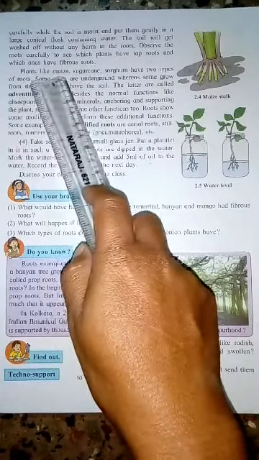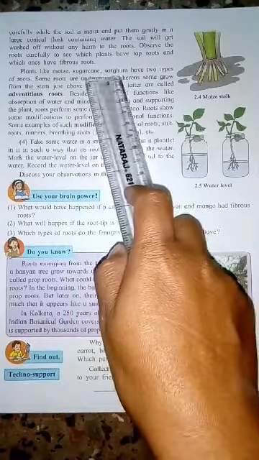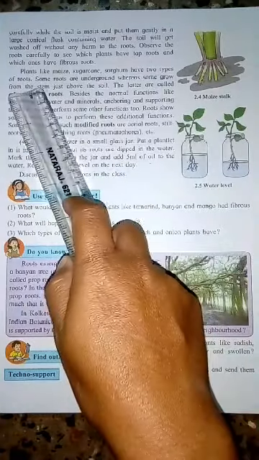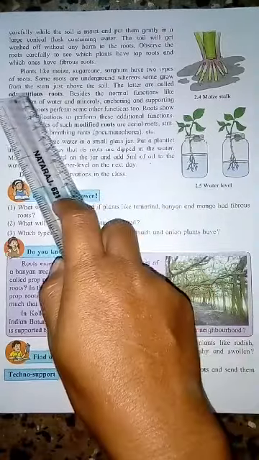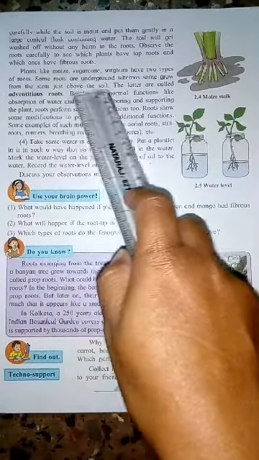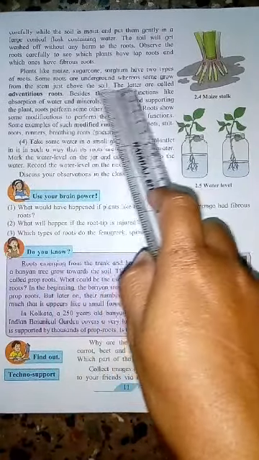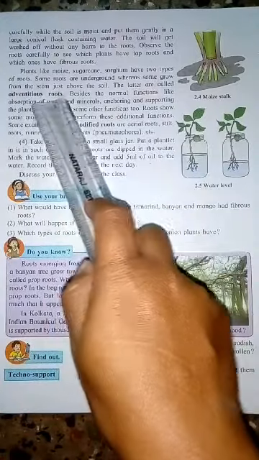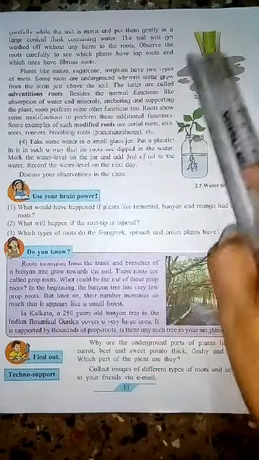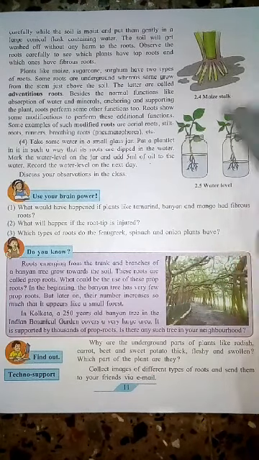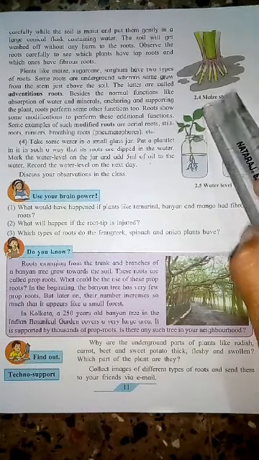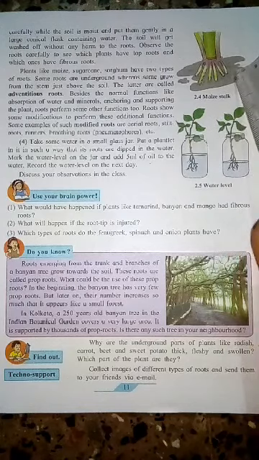Plants like maize, sugarcane, sorghum have two types of roots. Some roots are underground whereas some grow from the stem just above the soil. The latter are called adventitious roots. Here also we have given a figure, that is a picture of the maize stalk. We can see the adventitious roots here.